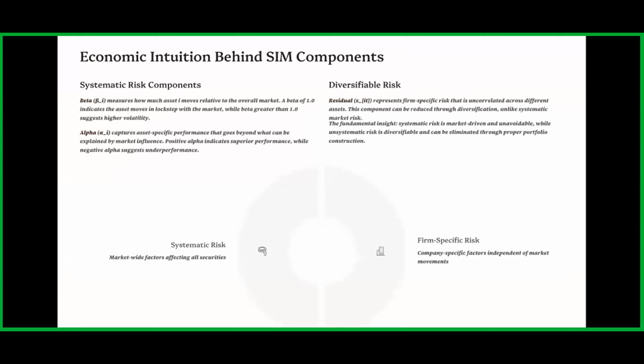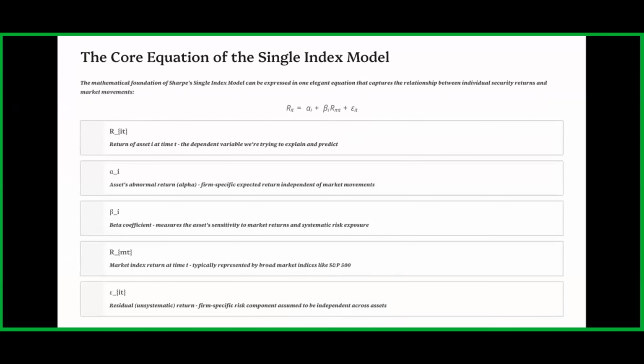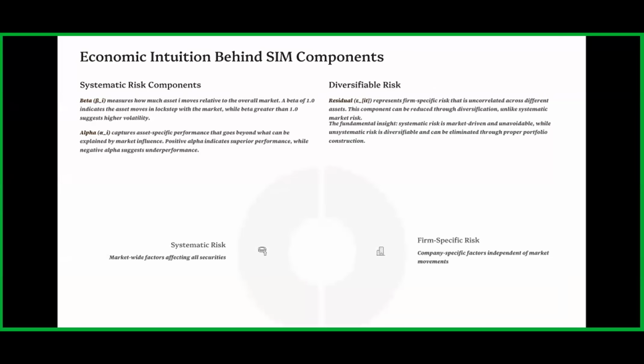Next, we look at some of the economic intuitions behind the single index model components. There are types of risks associated with the investment. Systematic risk is one of the major parts. These are the components of this mathematical formula. The first one is systematic risk. I already told you that beta is the systematic risk. Beta measures how much asset i moves relative to the overall market conditions.